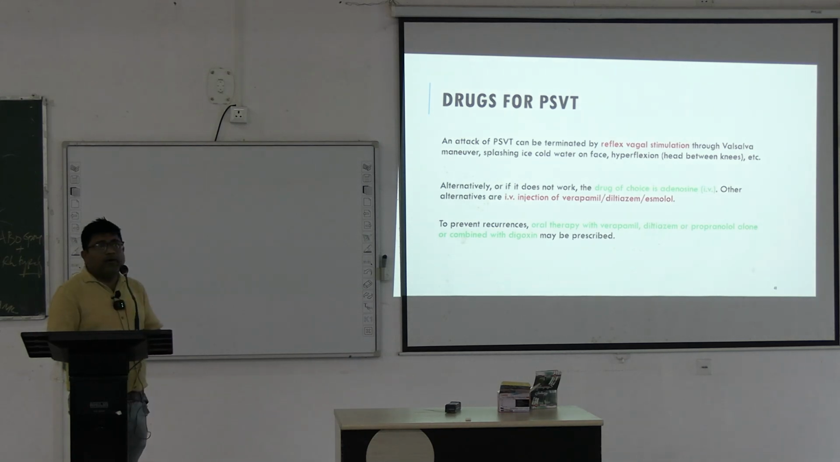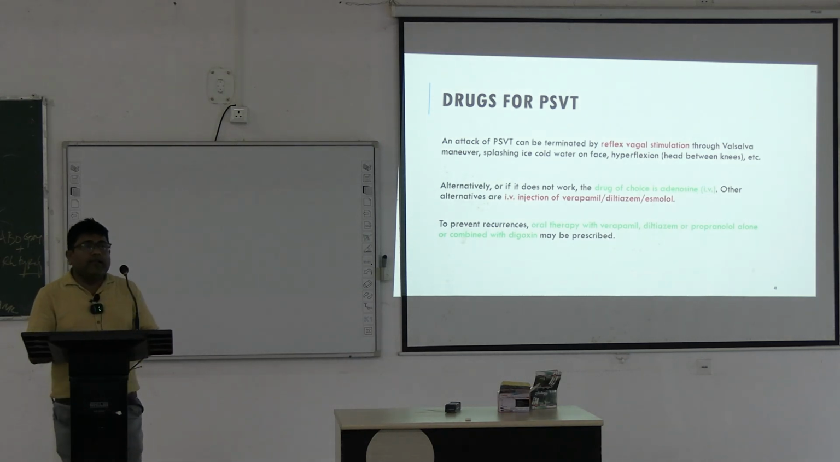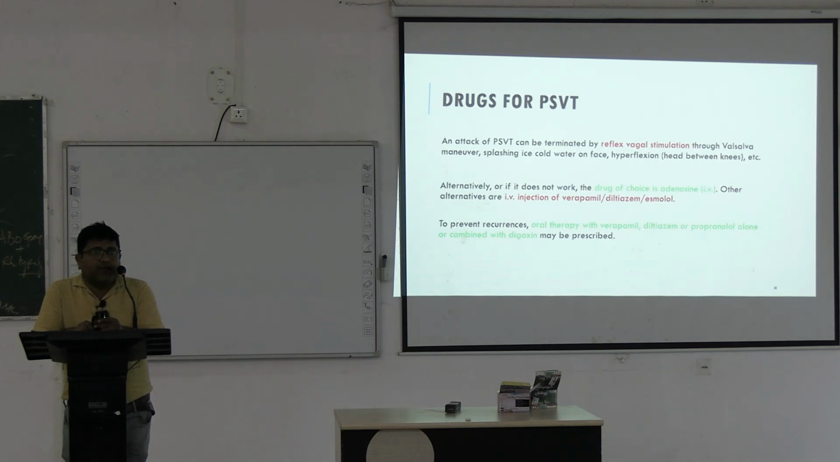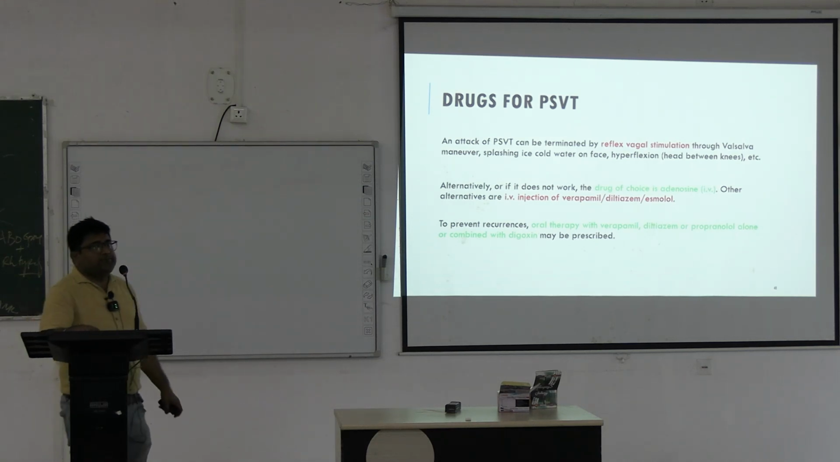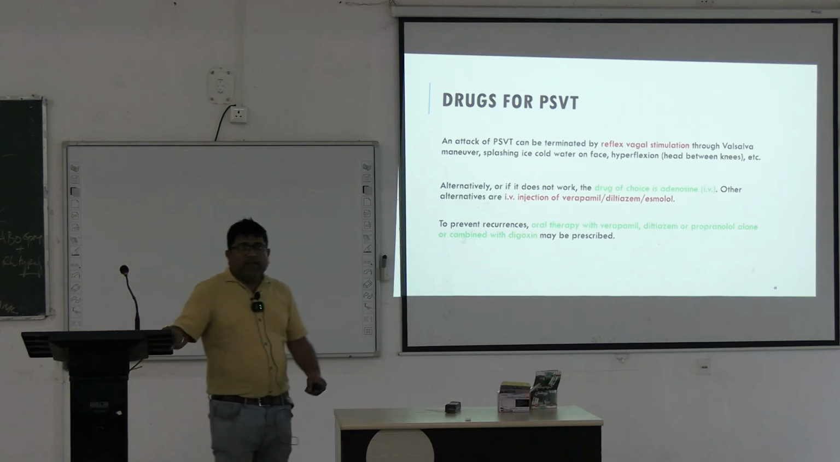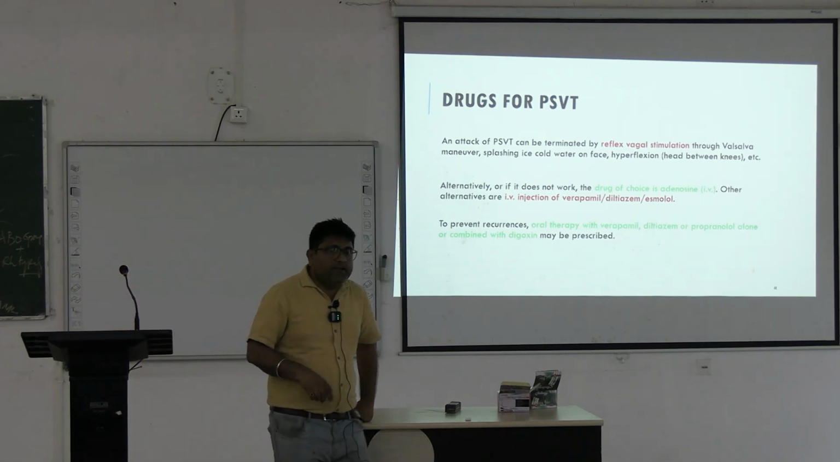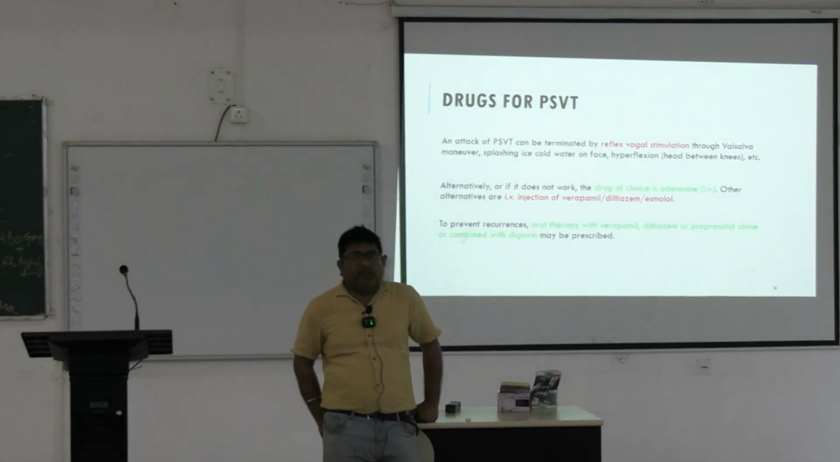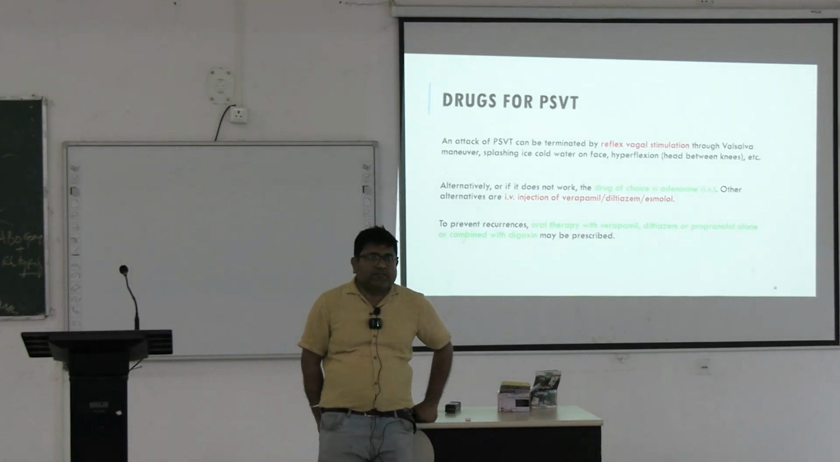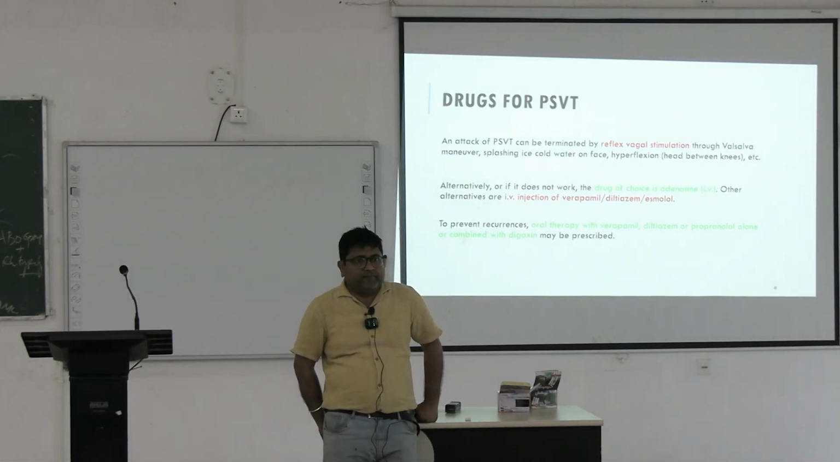Now coming to arrhythmias, in paroxysmal supraventricular tachycardia, how to treat? What drugs are there in PSVT? What drugs can we use? Adenosine and digoxin, and beta blockers or calcium channel blockers like verapamil and diltiazem.